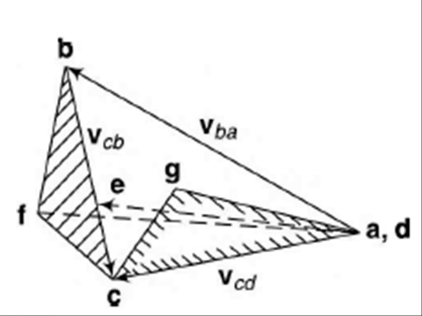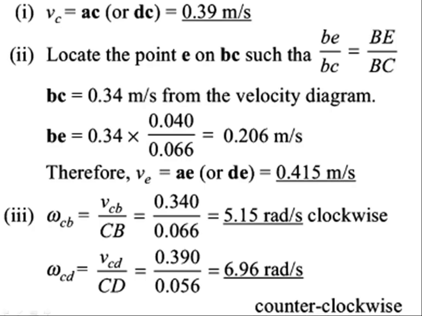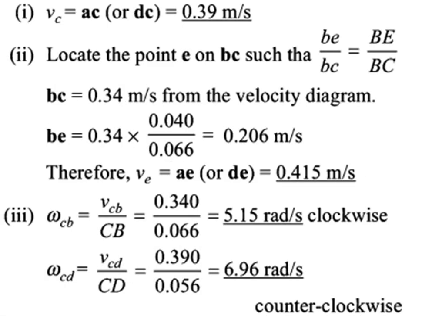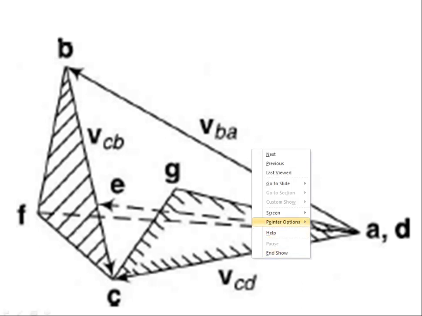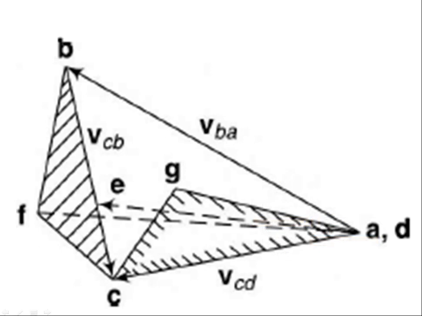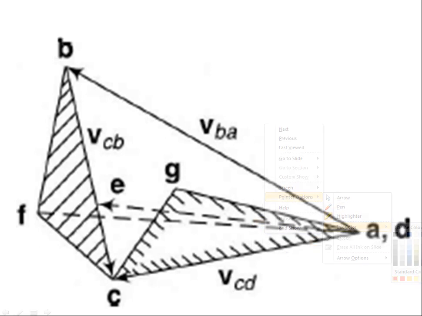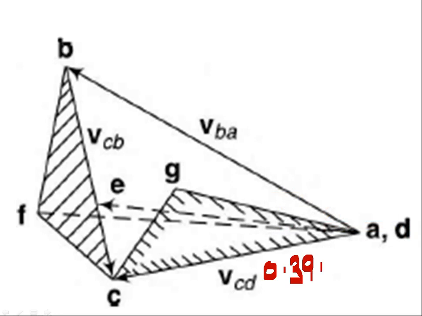Okay, so let us see the results what you have taken now. So VC is a measurement of AC or DC in this distance. Okay, so this you got 0.39. So if you calculate, you will be getting this one as 0.39 meter per second.